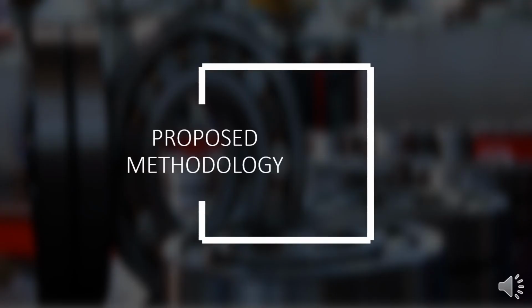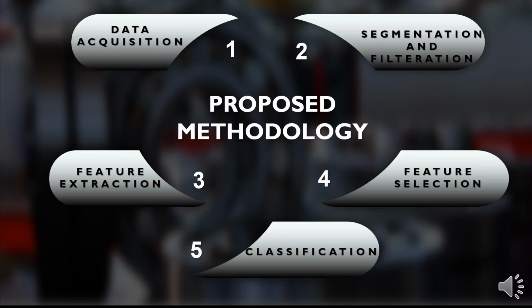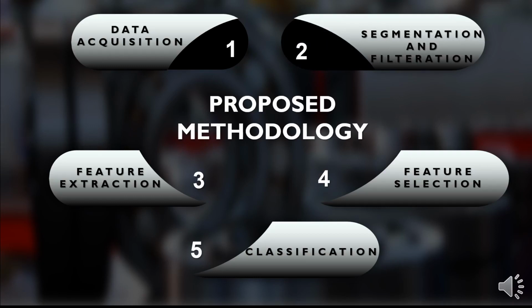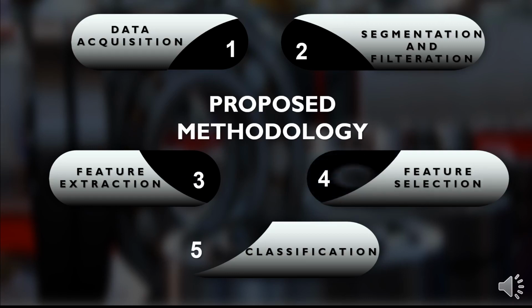Moving towards the proposed methodology. The proposed methodology comprises 5 main steps. First step is data acquisition. Second step is segmentation and filtration of acquired data. Third is feature extraction. Fourth is feature selection. And last step is classification.